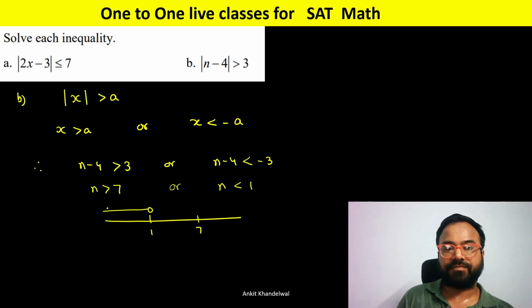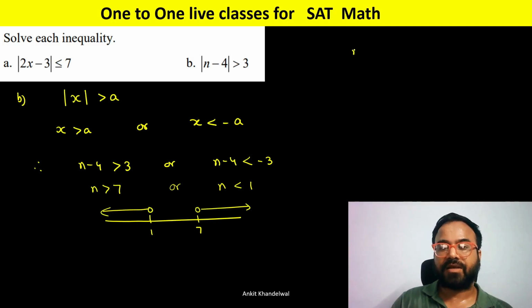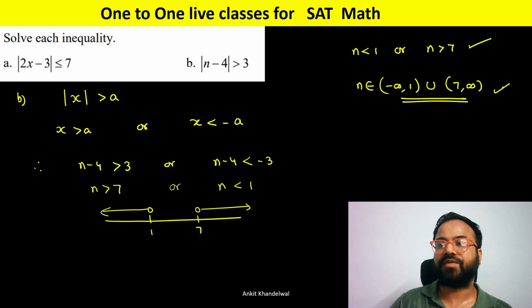So you can see there is no overlapping over here, but since there is an or, we will be taking everything. So there are two ways to write the solution. Either you can write from left to right: n is less than 1 or n is greater than 7. This is one way of writing. Or we can say n belongs to from minus infinity till 1, where 1 is not included and minus infinity is not included, union 7 to infinity, where 7 is not included. These are the two ways of writing the solution of this inequality.